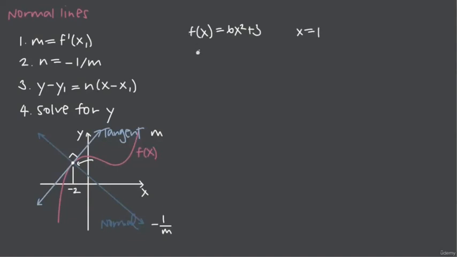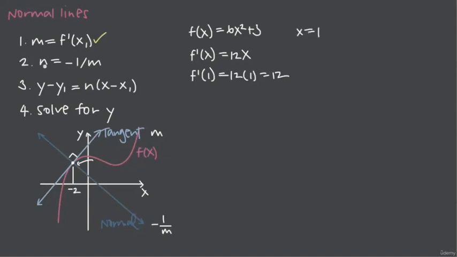So we take the derivative of our function and we say f prime of x is equal to the derivative of 6x squared plus 3, which is just 12x. Once we have our derivative, we evaluate it at this value of x. So we say f prime of 1 is equal to 12 times 1, which is equal to 12. So that is the first step. This is the slope of the tangent line when x is equal to 1.